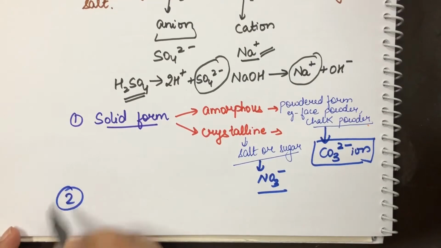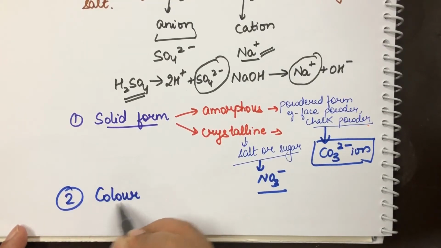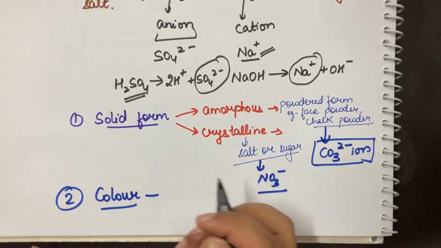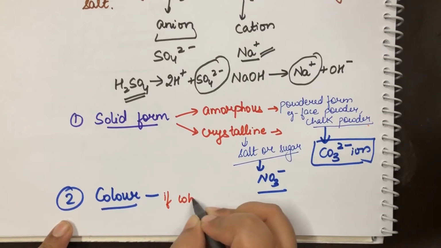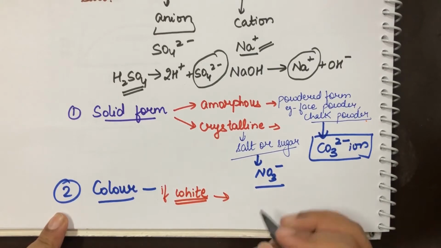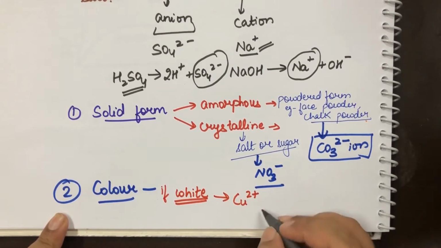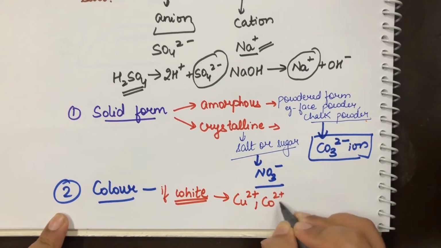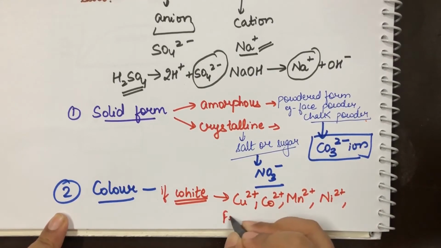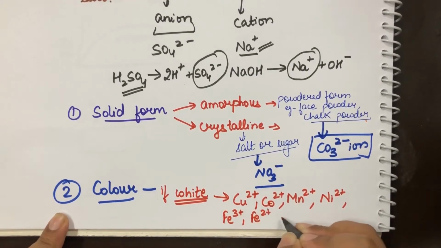The second preliminary examination is the color. As per the CBSE curriculum, only the colorless salts are to be provided to you for the experiment, because I'll just explain why and how. For example, if you see a colored salt, or let's say if I had a white salt given to me by the examiner, then I am sure of one thing, that cations such as Cu2+, your copper ion, your cobalt ion, manganese, nickel ion, your ferric and ferrous both, these are going to be absent.